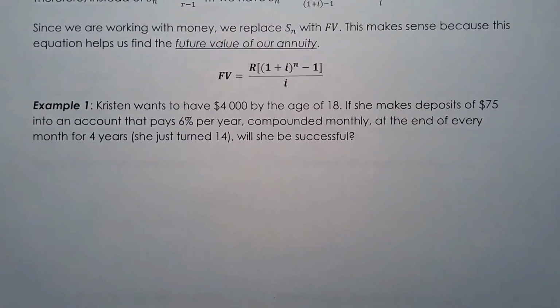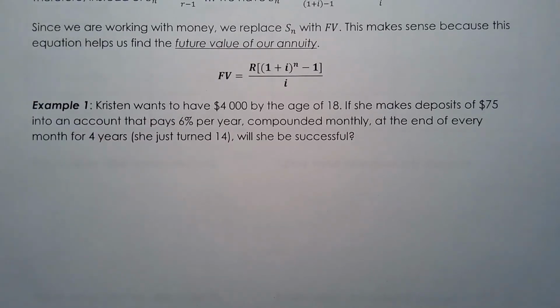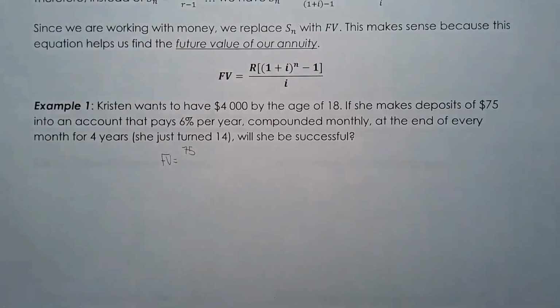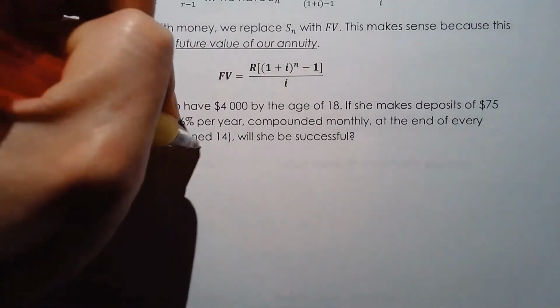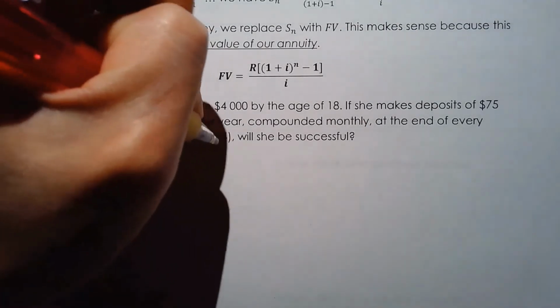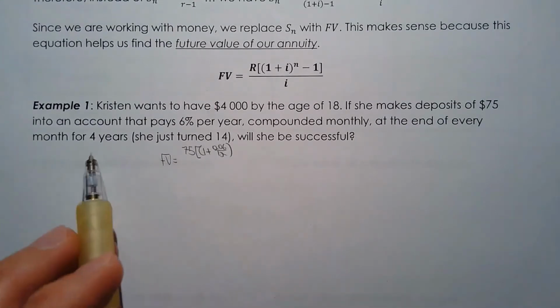Kristen wants to have $4,000 by the age of 18. She makes deposits of $75 into an account that pays 6% per year, compounded monthly, at the end of every month for 4 years. She just turned 14. Will she be successful? Let's calculate the future value here. So $75 is your regular payment. Your interest rate per compounding period is 0.06 divided by 12, because it's compounded monthly. That's at the end of every month for 4 years, so that's 48 months.